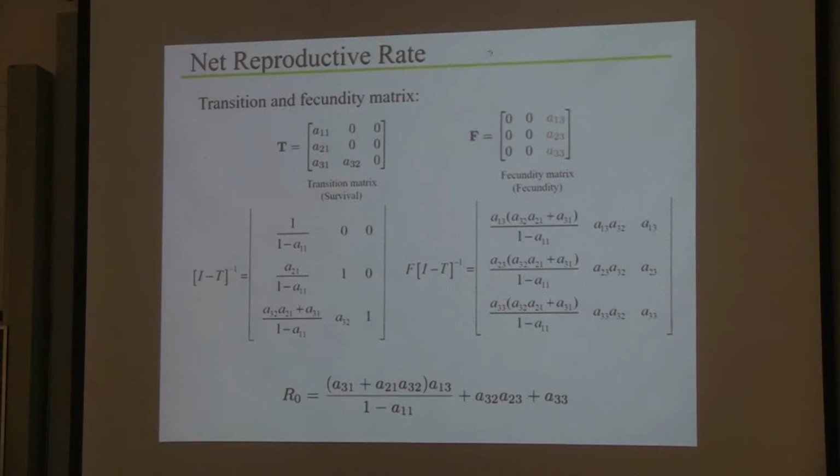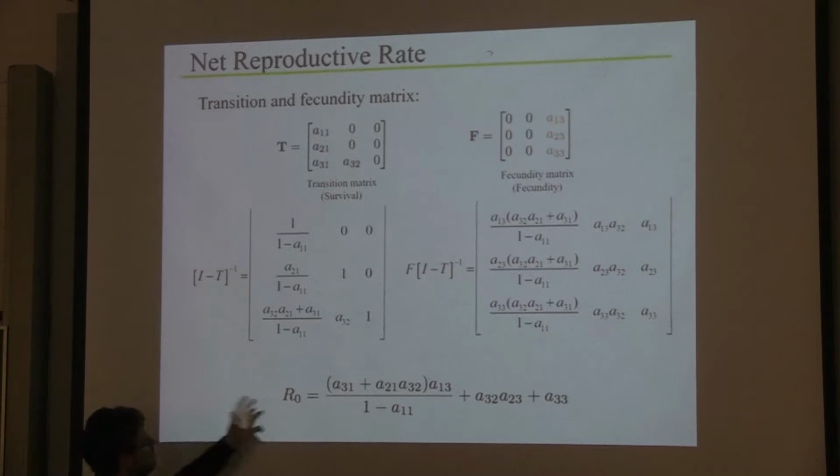Questions? I identity matrix. Sorry? I. I is the identity matrix, yeah. So it's got zeros, but it's got ones on the diagonal. Yeah, good question. Other questions or comments?